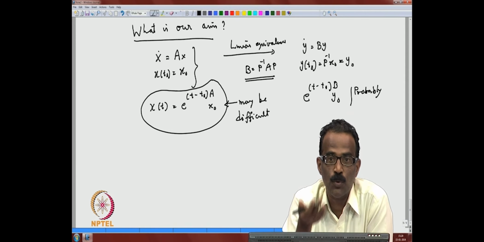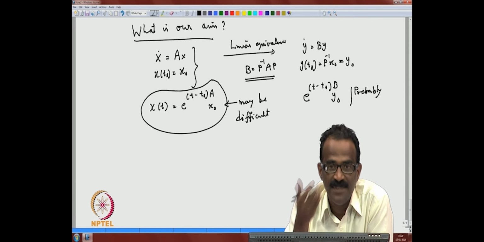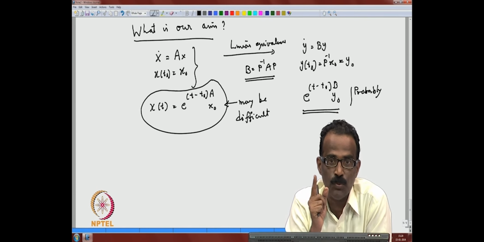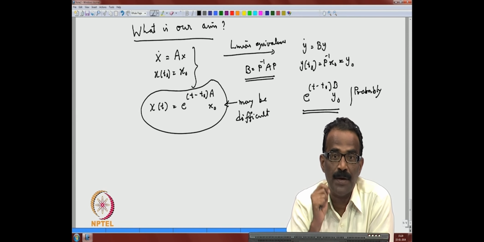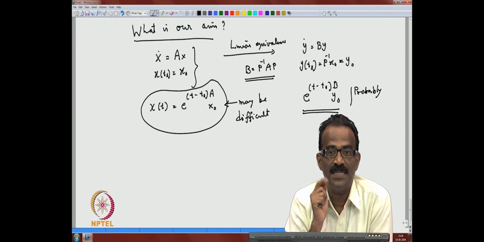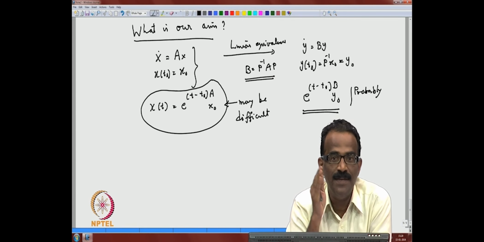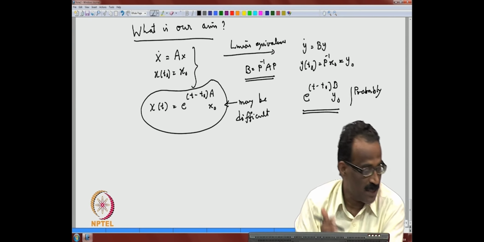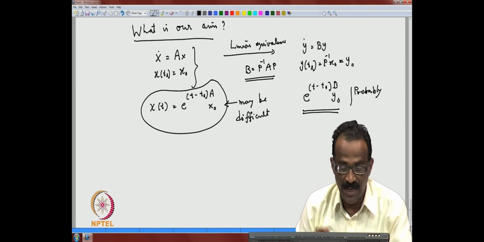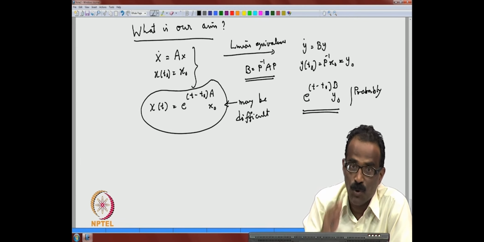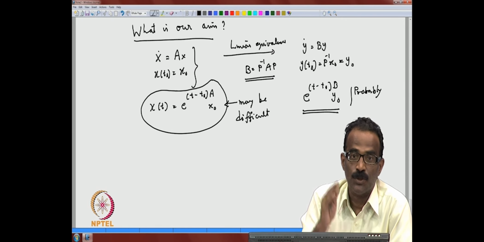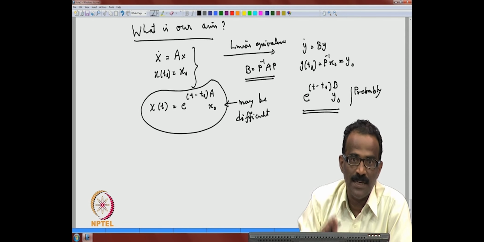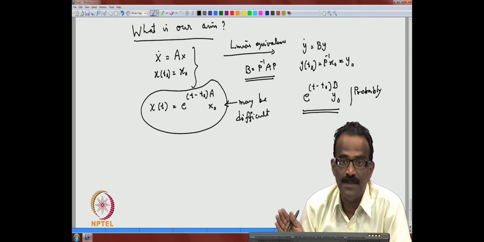When I say that the solution to y dot equal to By is easy to compute, we have seen one situation where this can be computed easily, when B is diagonalizable. So this leads to the question of diagonalizability of a matrix. So far we have discussed this linear equivalence, so that we are looking for a matrix B corresponding to A using the linear equivalence, so that B is diagonal.